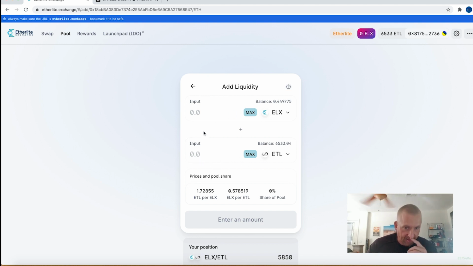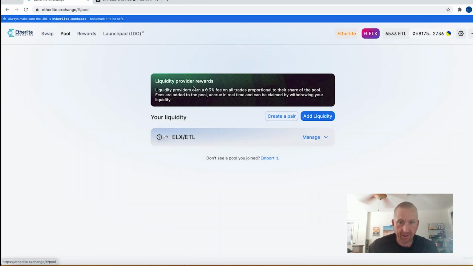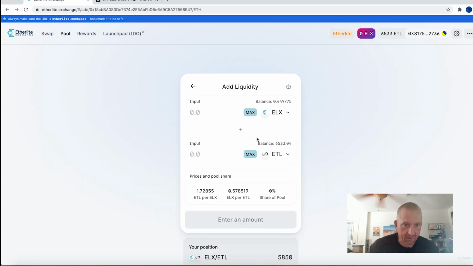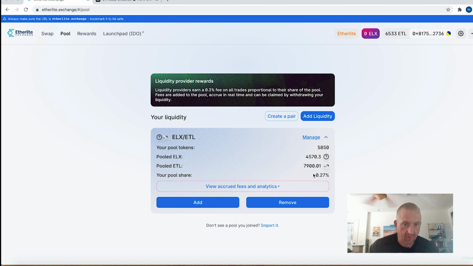or I can add more over here. Now what's interesting is, say if I added 10 ELX, then I would have to input 17 ETL tokens. So it does the math for you, what you have to put in for the ratios, and then it shows you your percentage of the pool. So I'm going to go back here because I'm still learning this one. Let's go to manage.